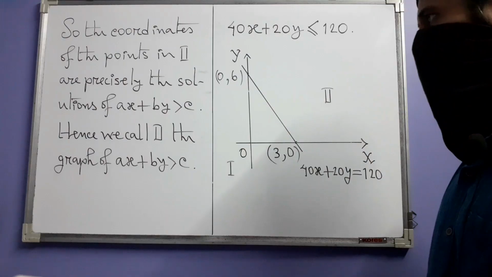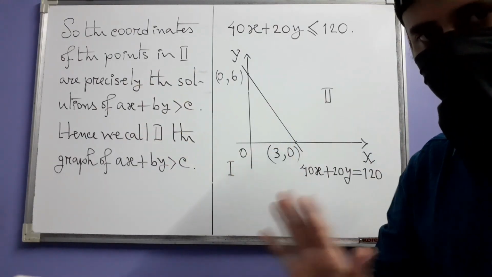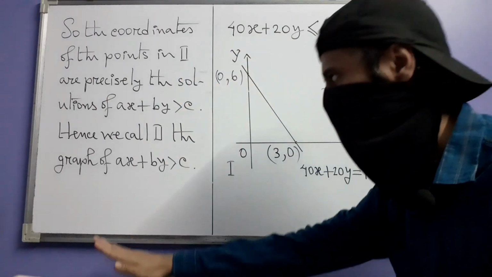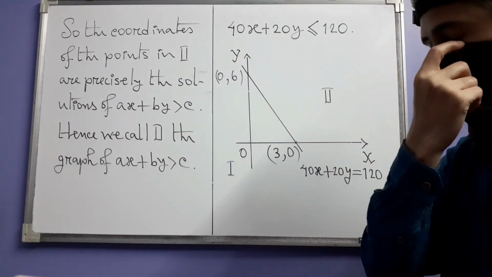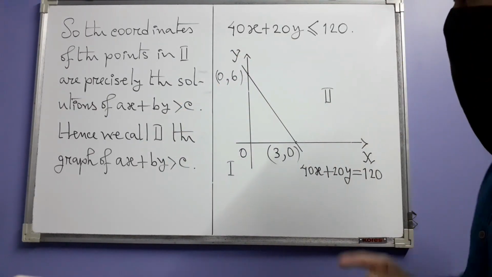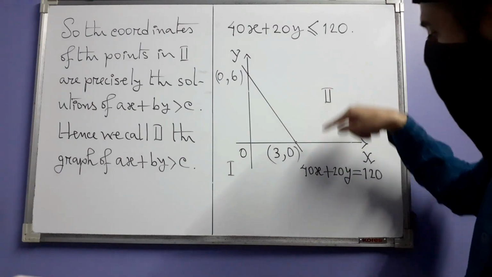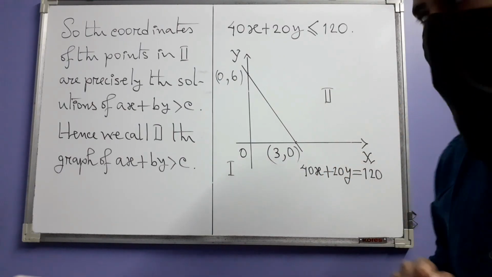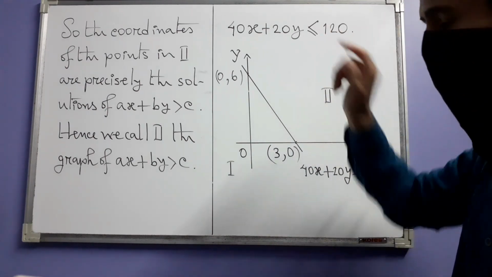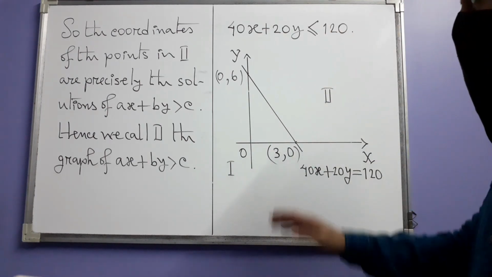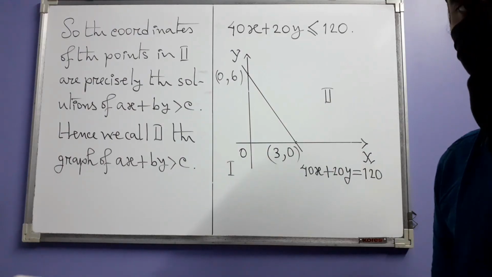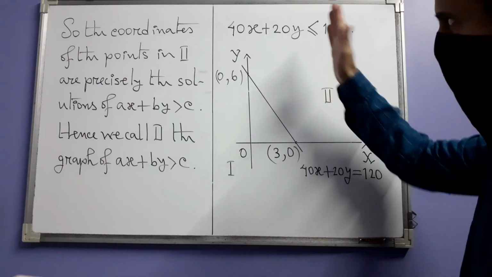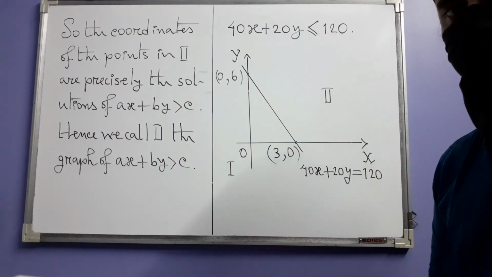Now the question is this: from our discussion we know that the graph of this will be either this or this, but along with that the points on this line will also be included. Why? Because we have less than or equal to. So it's not just simply a strict inequality like this. This straight line is also included in this inequality.